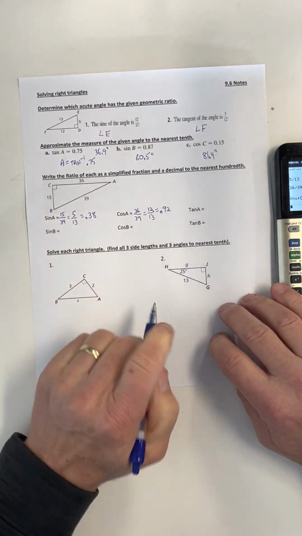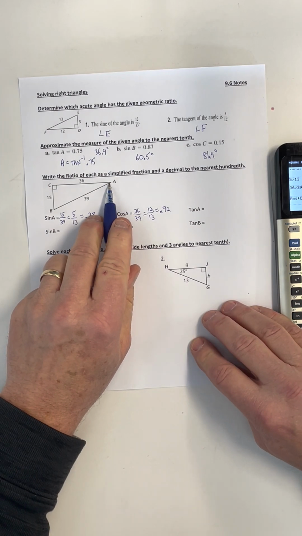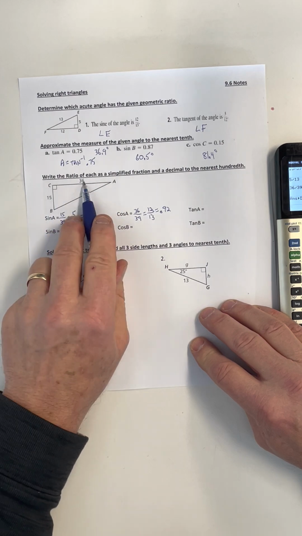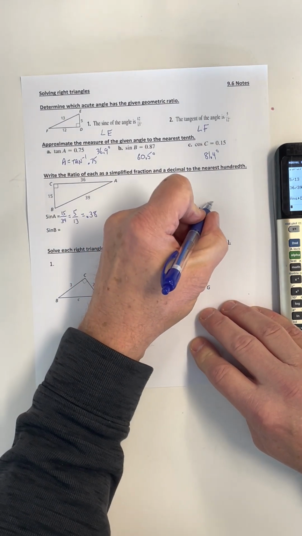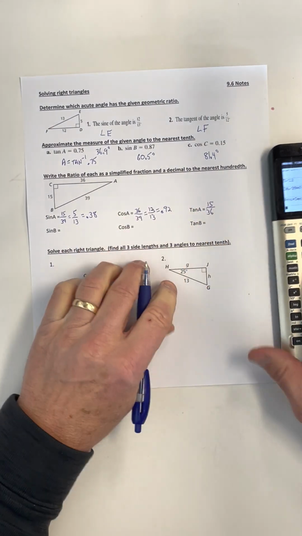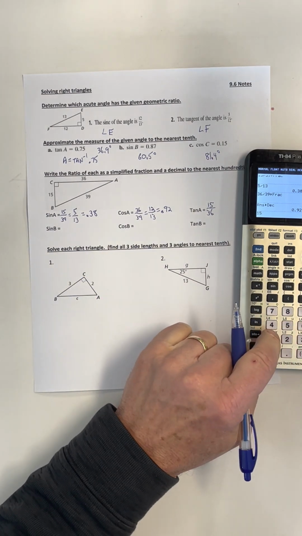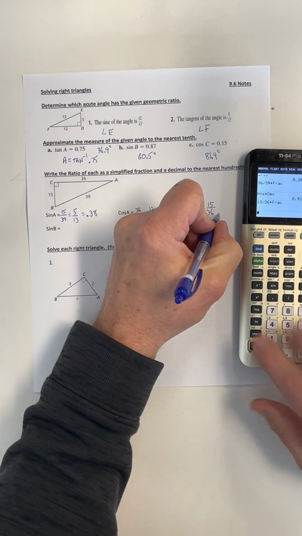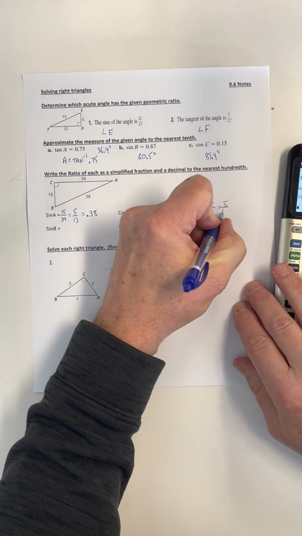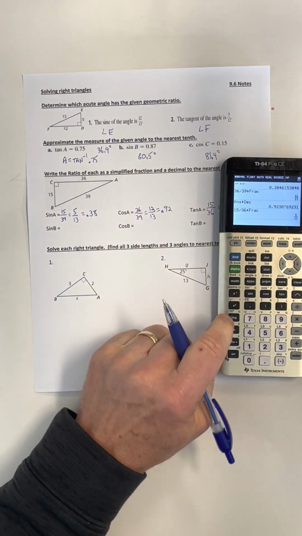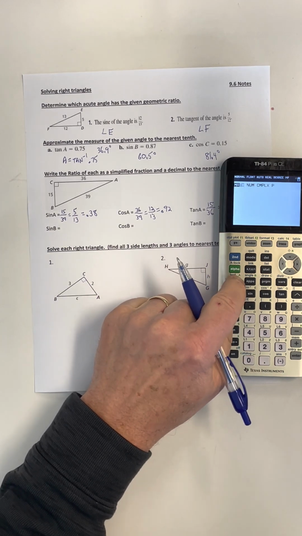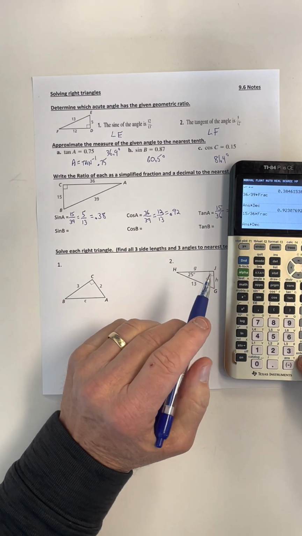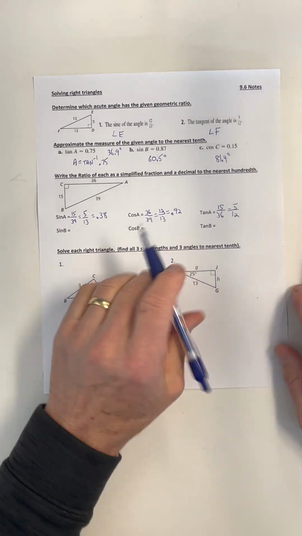And then the last one, the tangent of A. Tangent is opposite over adjacent, 15 over 36. Reduce it. 5/12. Write it as a decimal. Go to decimal again. About 0.42.